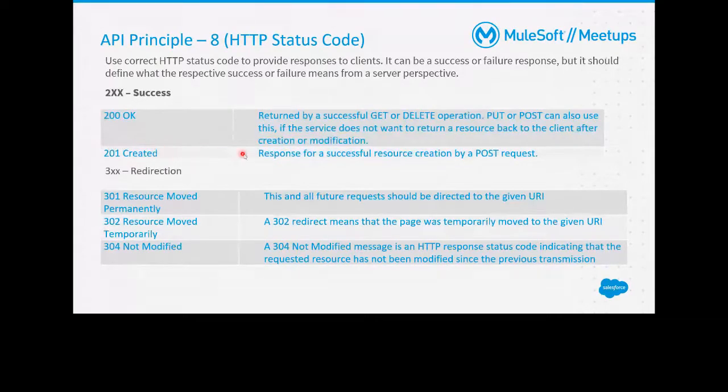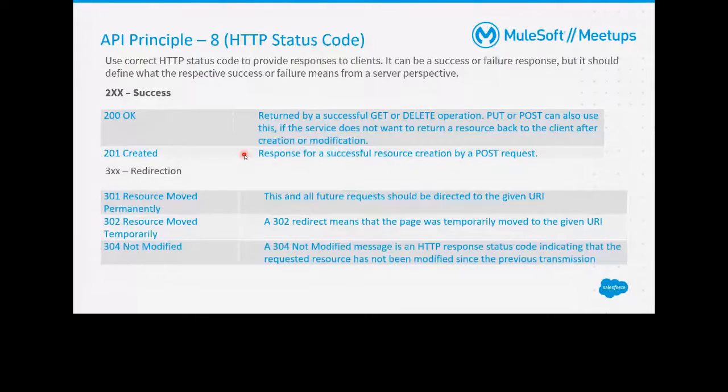What about 201? 201 is often referred to as successful creation. With the post request, you are actually creating a resource in the data store. So 201 confirms that a successful creation has been done, and that resource is added onto the data store.